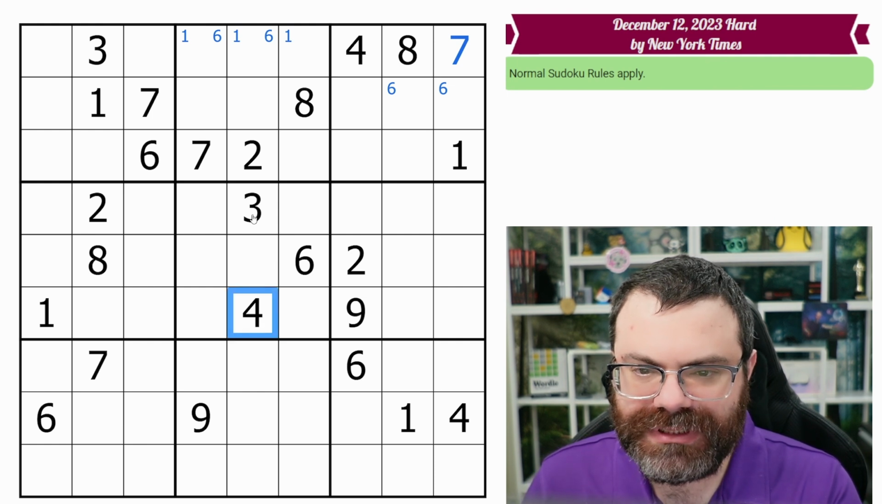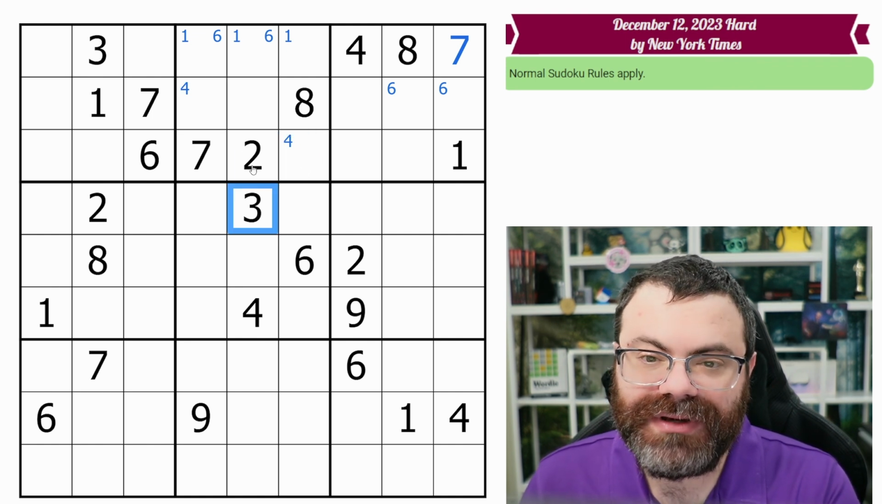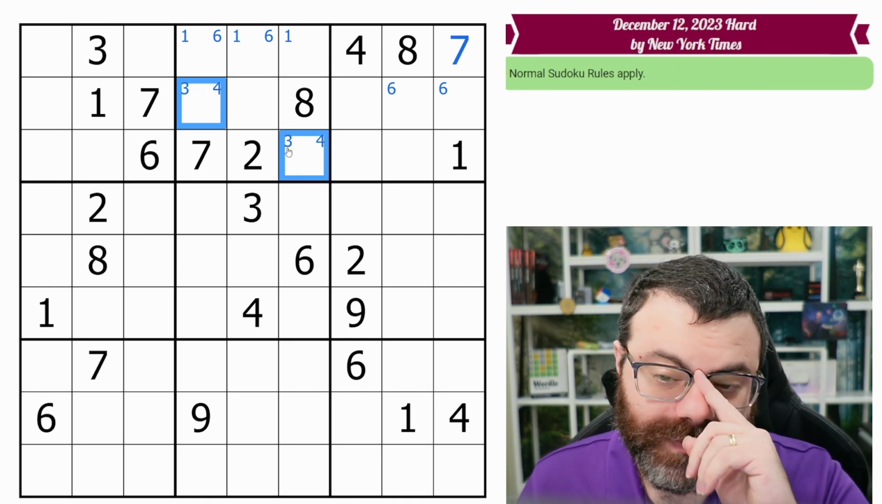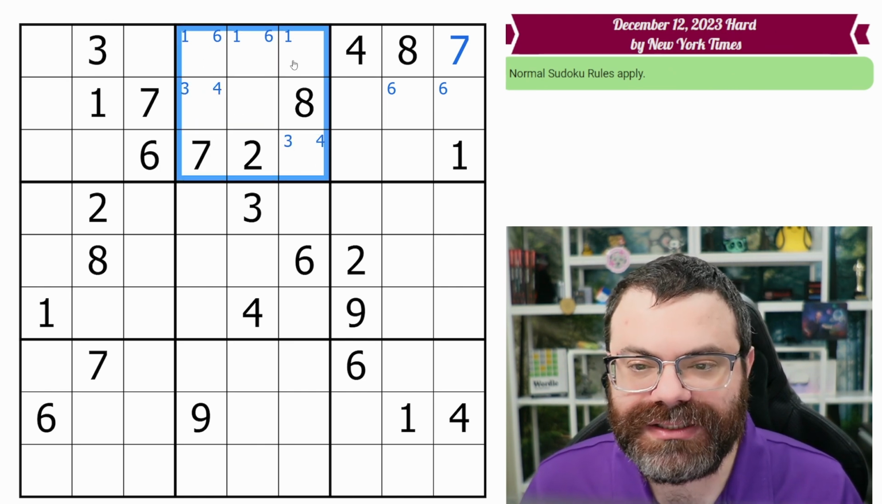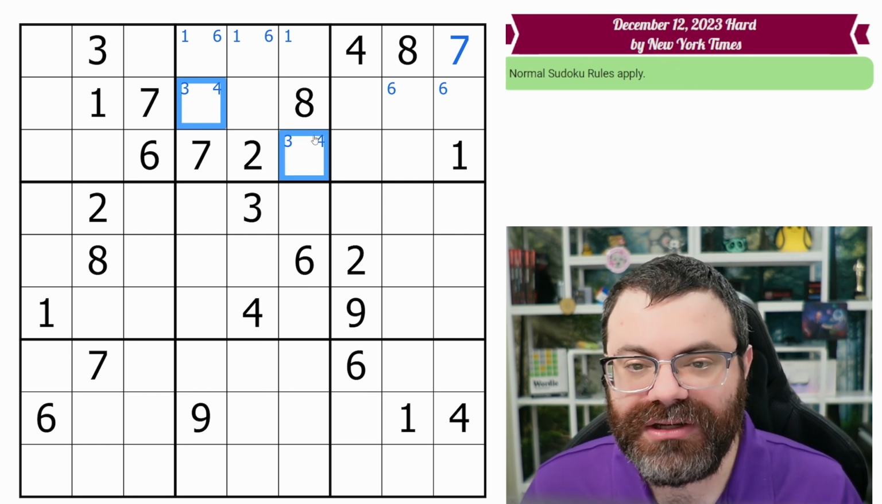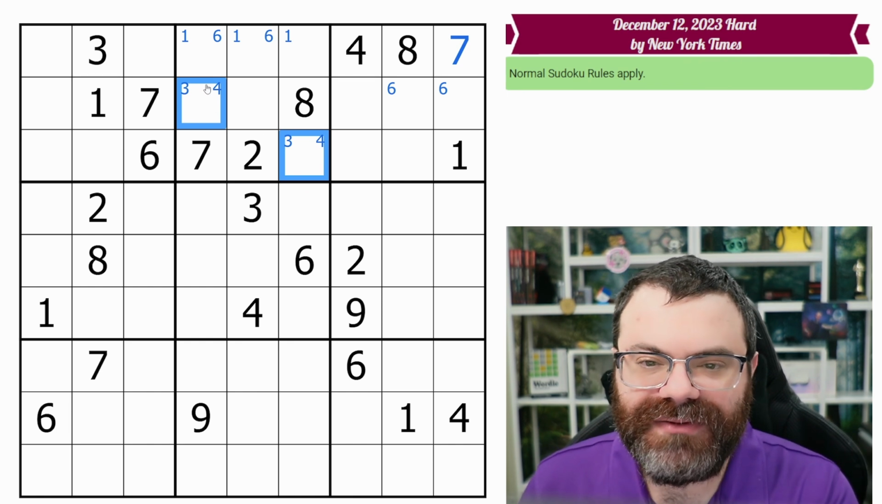Let's see. 4s are interesting, I think. Yeah, so 4 is left to just these two places. 3 as well. Okay, so 3 and 4, we can corner mark them separately. But actually, what this is telling us is that within this box, 3 is in one of these two cells, and 4 is in one of these two cells, and nowhere else. So they kind of overlap.